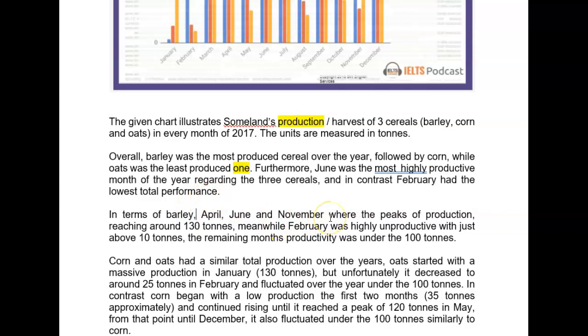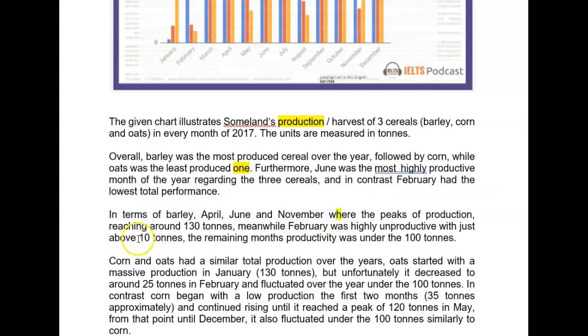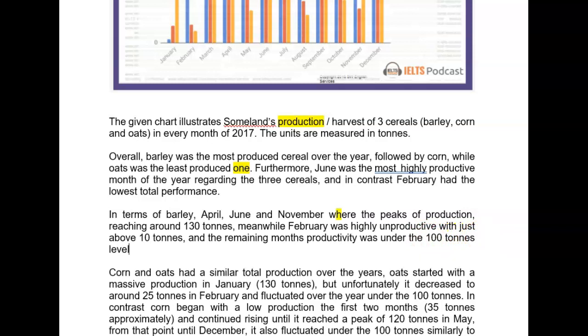April, June, and November were, spelling just were, not where, the peaks of production, reaching around 130 tons. Meanwhile, February was highly unproductive, with just above 10, and the remaining months' productivity was under the. Now, if you're going to use the, you'd have to use under the 100 tons level, or just under 100 tons, and nothing else. Okay.